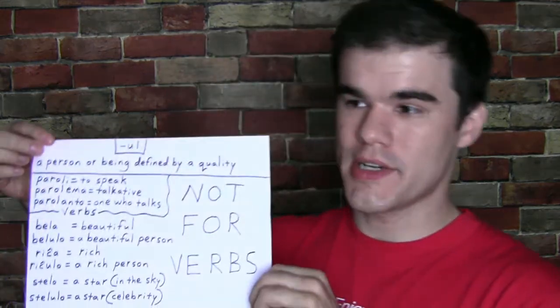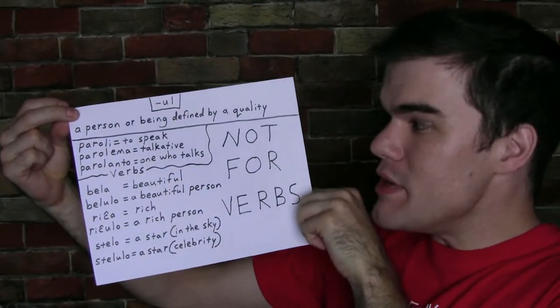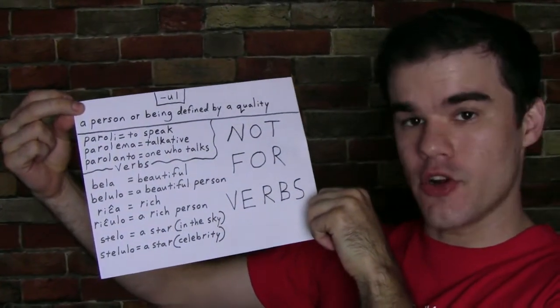Hi there, today I want to talk to you about the suffixes in Esperanto that begin with the letter U. We'll start off with ul, because I thought it would be an ul way to get us started. Ul means a person or a being who is defined by a particular quality.